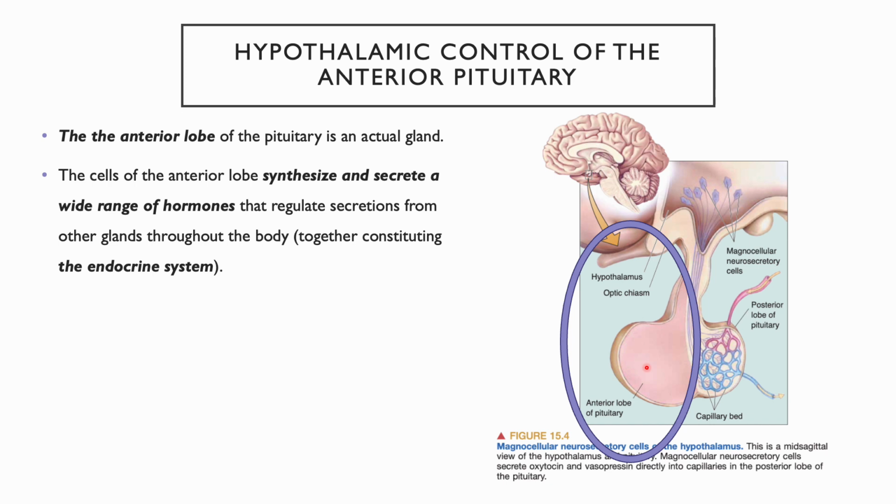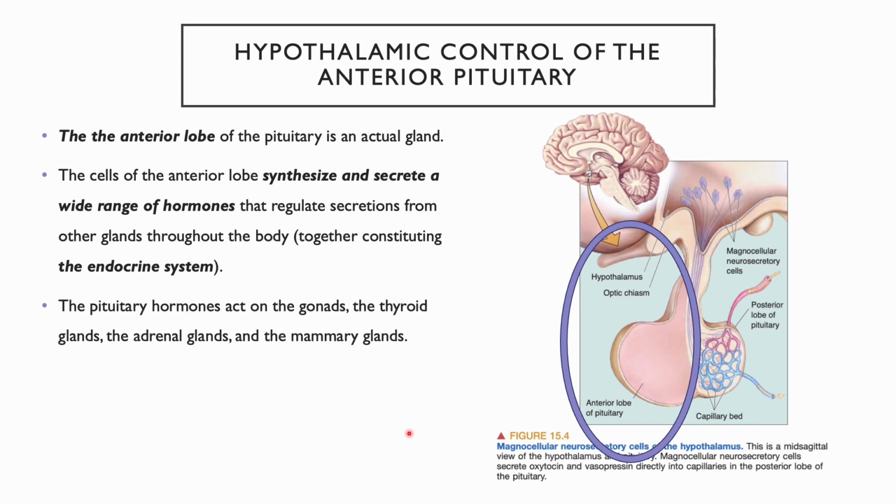So together, this entire system, including the hypothalamus, where those neurosecretory cells are commanding the anterior pituitary lobe, and then the anterior pituitary's hormones that are going to also be regulating hormones released from other glands in the body, completely create our endocrine system. And so, again, as I mentioned, the pituitary hormones can act on other glands like the gonads. They also can affect the thyroid glands, the adrenal glands, and the mammary glands.